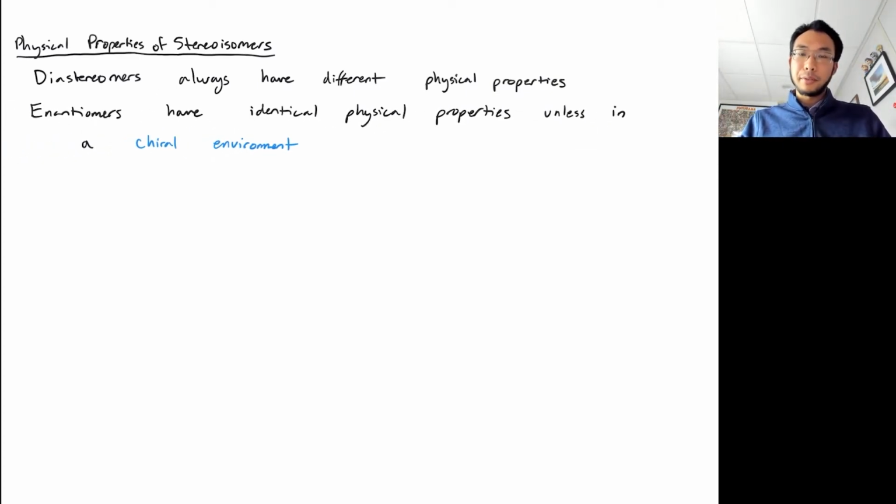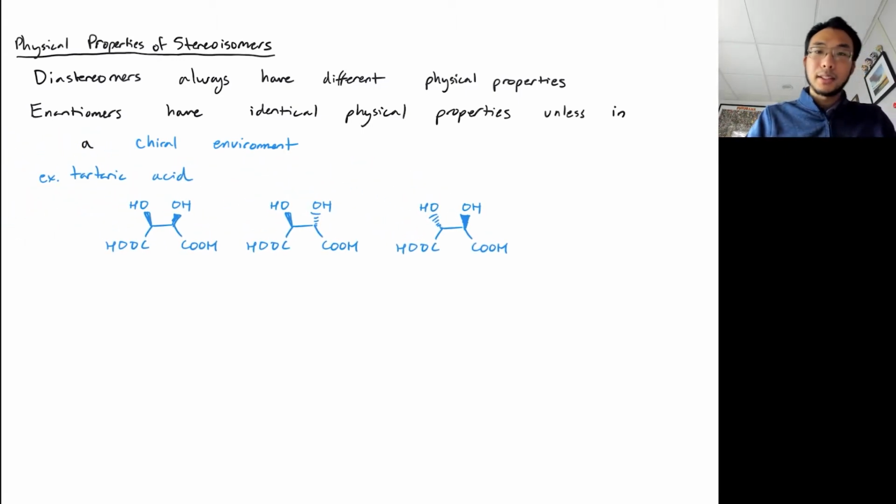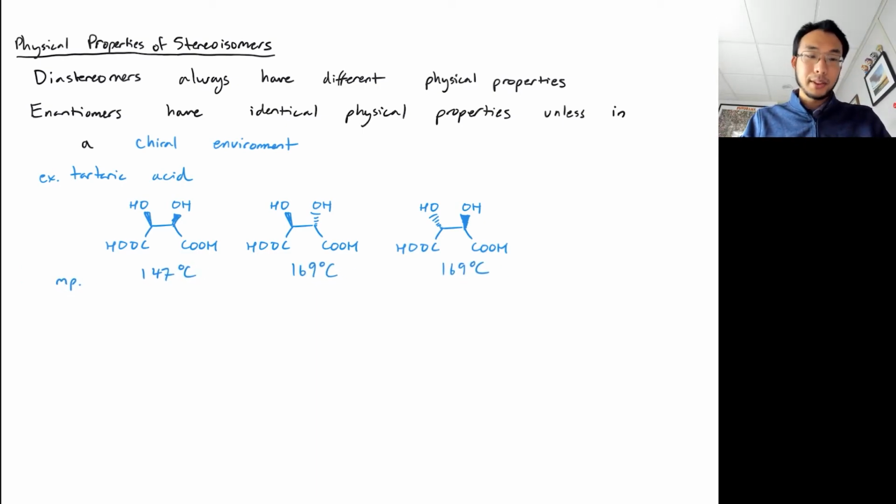Enantiomers are a different beast. They will have identical physical properties unless they are within a chiral environment. So a really important example of this is tartaric acid. And so I have the 3 possible stereoisomers of tartaric acid shown here. So if we look at those melting points, indeed, the enantiomeric pair right here have the exact same melting point. The meso stereoisomer has a different melting point.